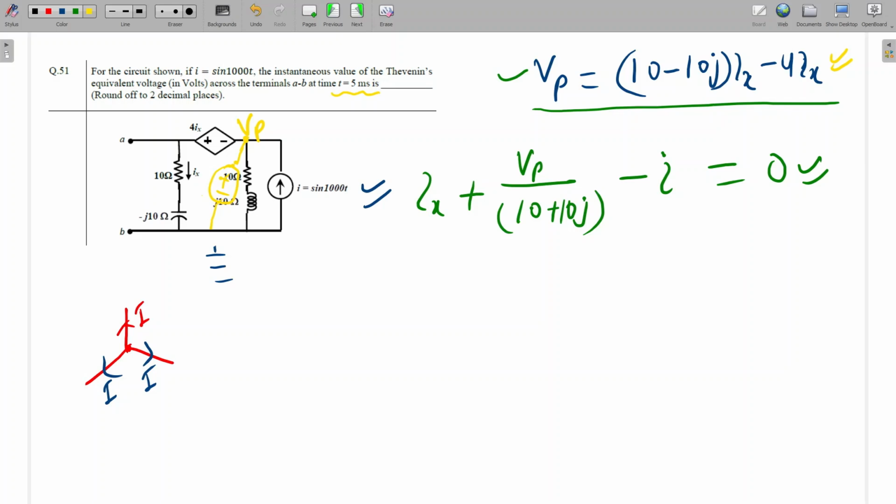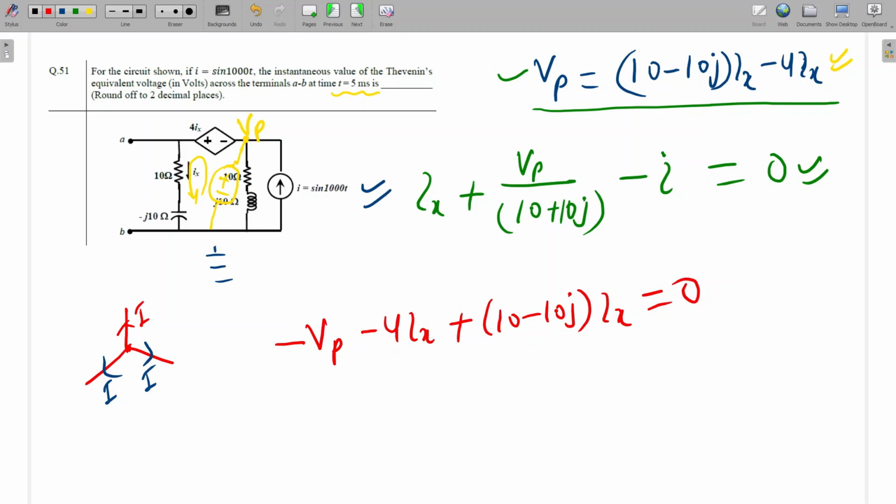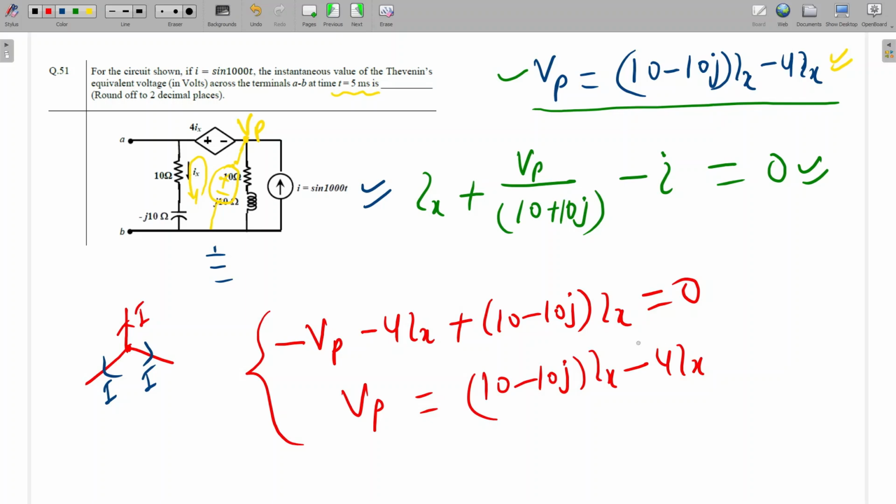So we can write KVL in this loop: minus Vp, minus 4Ix, plus (10 minus 10j) into Ix should be equal to 0. Is it clear? So here we can write what Vp is. Vp is equal to (10 minus 10j) into Ix minus 4Ix. Now it will be clear. Same thing I have written here.